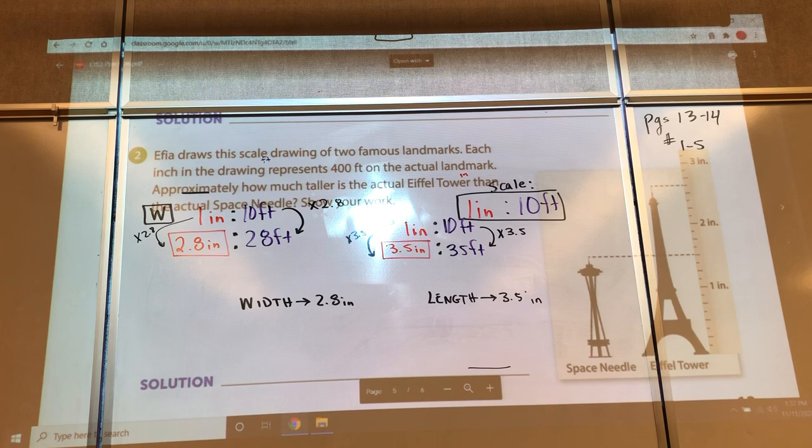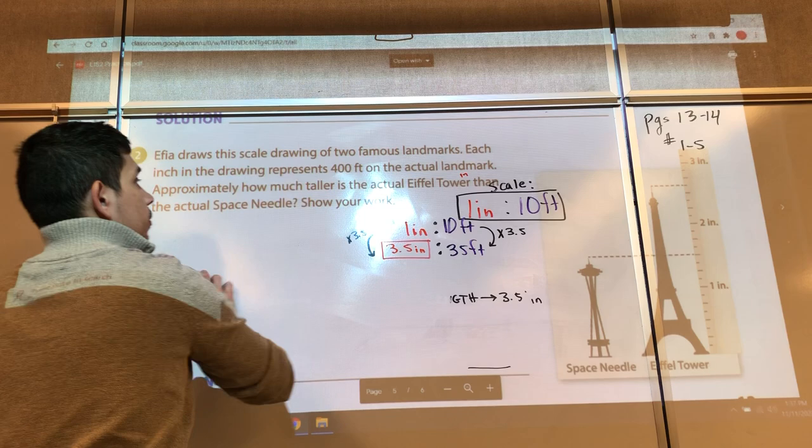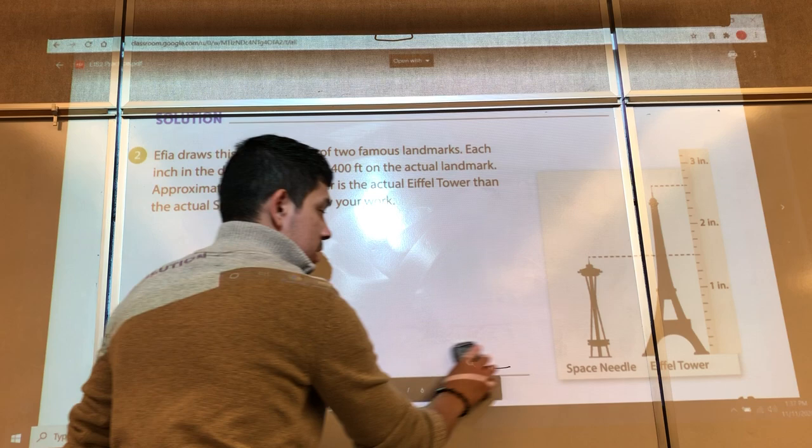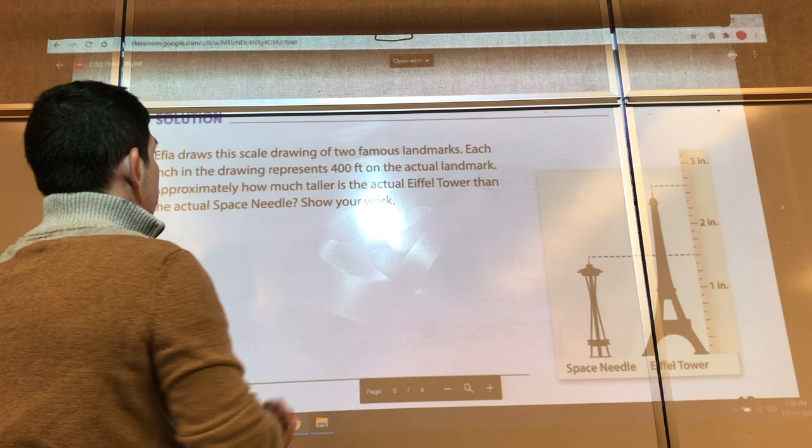Okay, let's look at number two now. Number two, we're talking about two buildings here. We're talking about the Space Needle, which is located in Seattle. We're talking about the Eiffel Tower, which is located in Paris. It says that Eiffel draws this scale drawing of two famous landmarks.